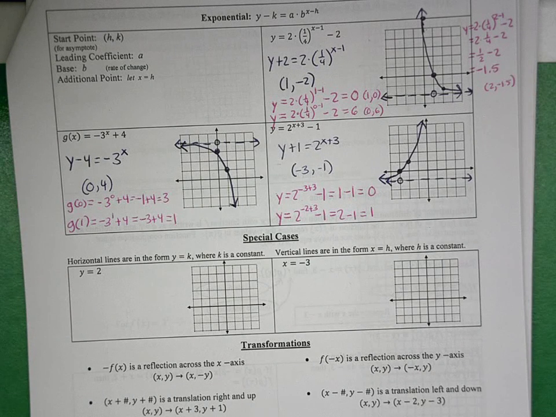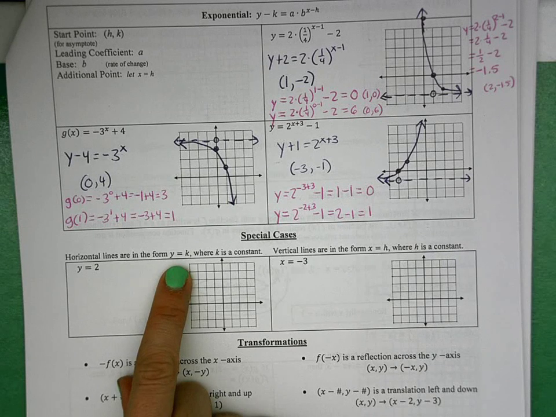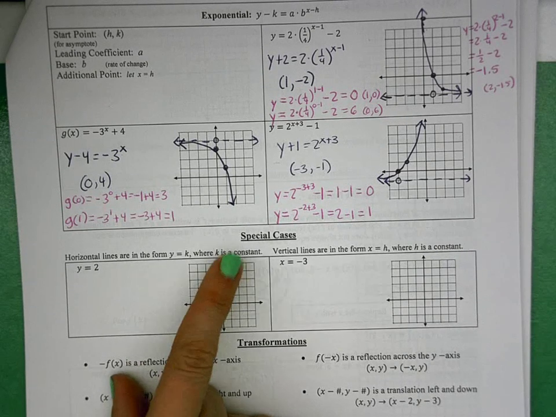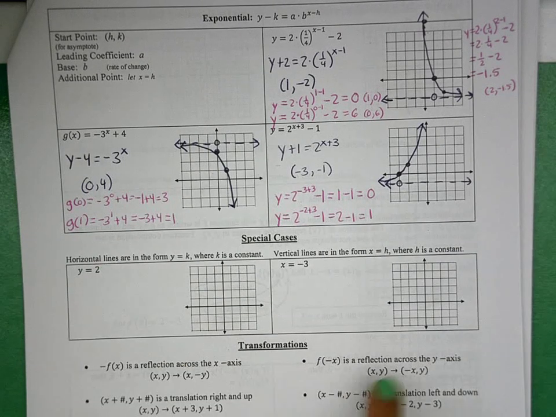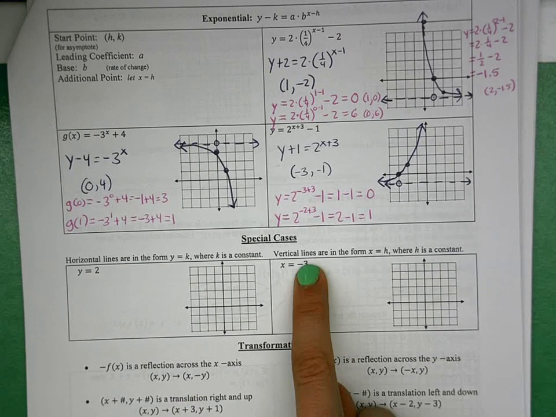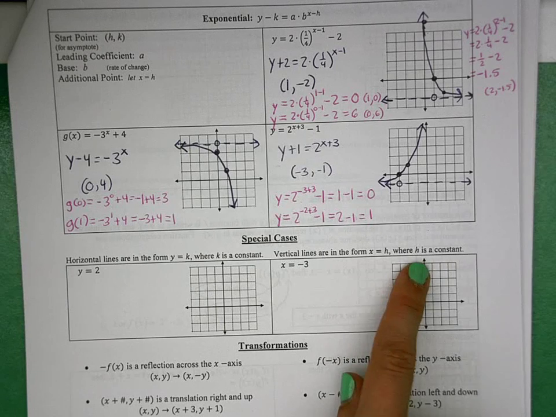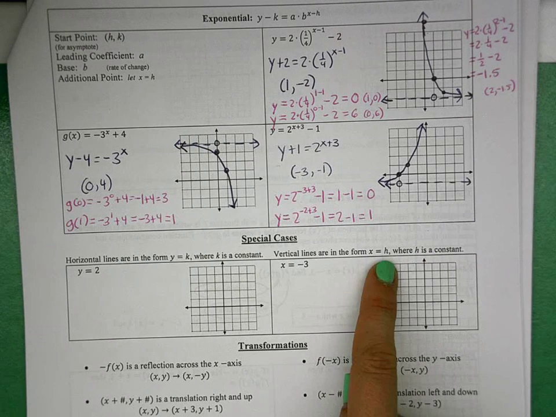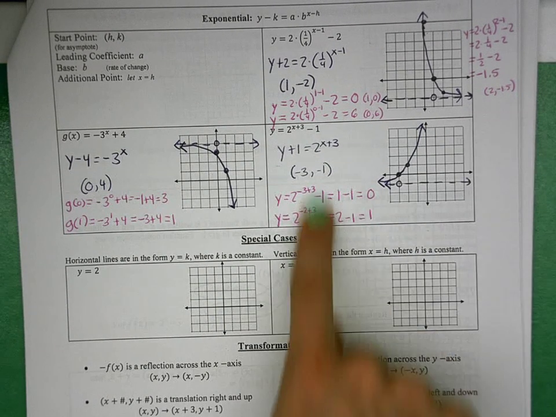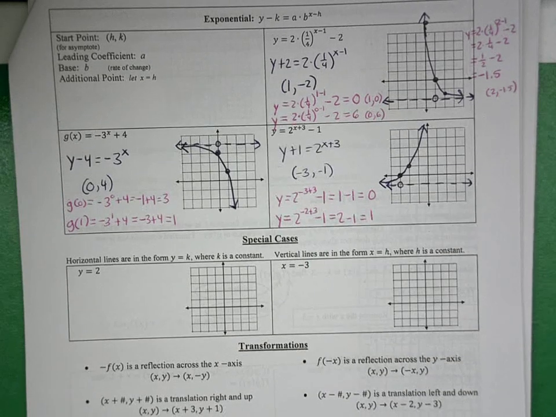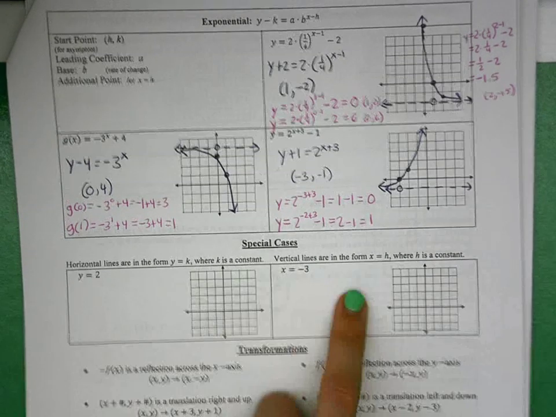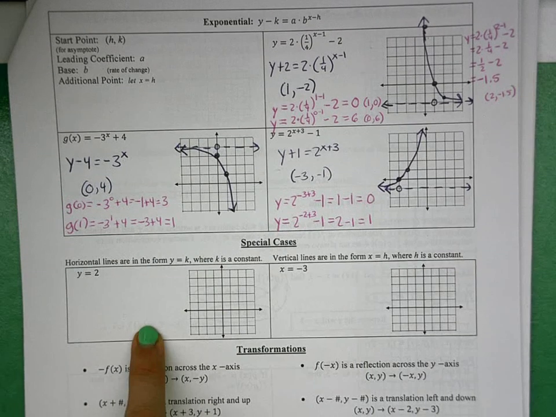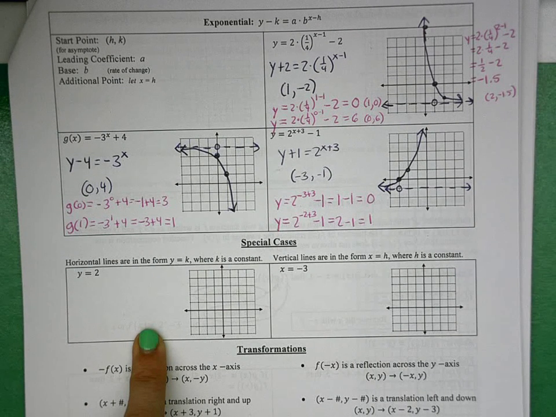Okay, so horizontal lines are in the form y equals. If I see y equals a number, a constant, like y equals 5, that tells me I'm a horizontal line, side to side. Vertical lines are in the form x equals h, where again h is a constant, like x equals 5. If I see x equals 5, that's a vertical line, up and down. Okay, so go ahead, graph y equals 2, graph x equals negative 3, and then we'll check our answers in a short bit. Go ahead and pause the video if you need to.